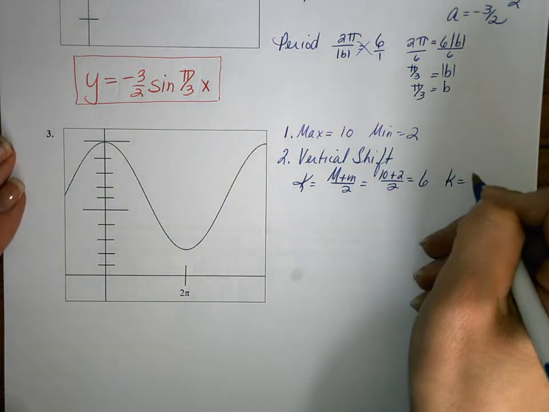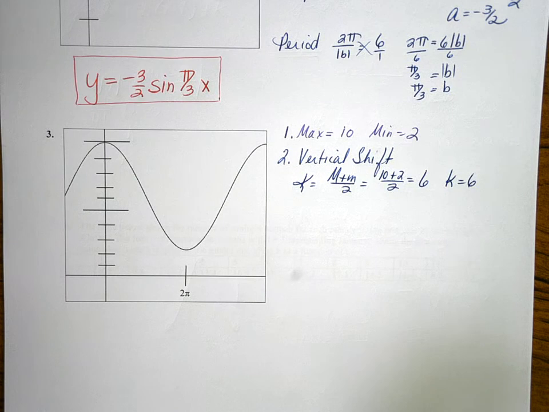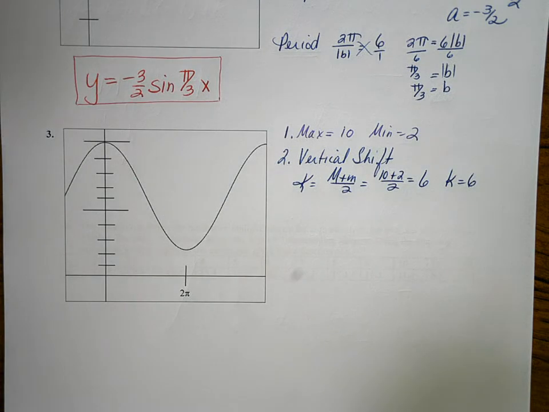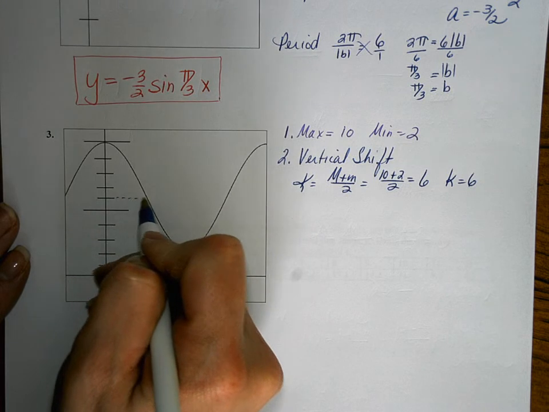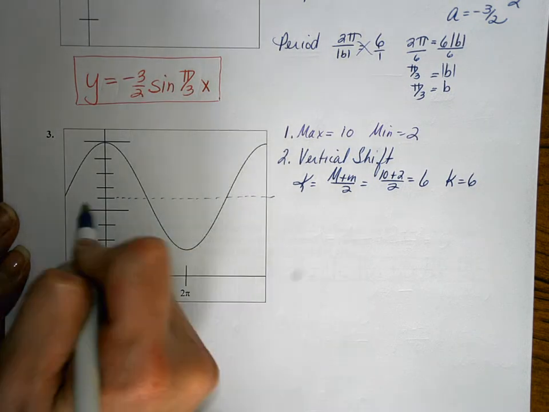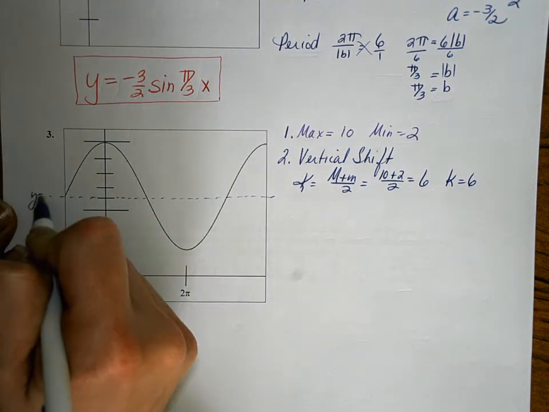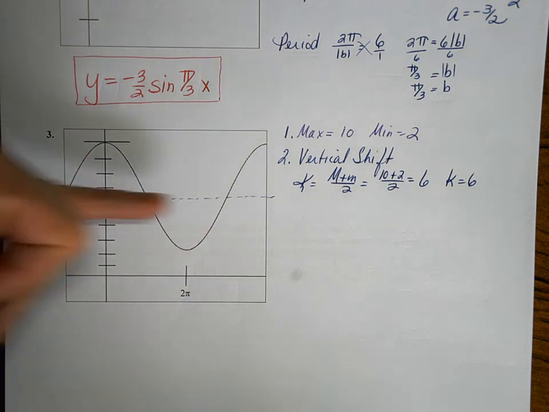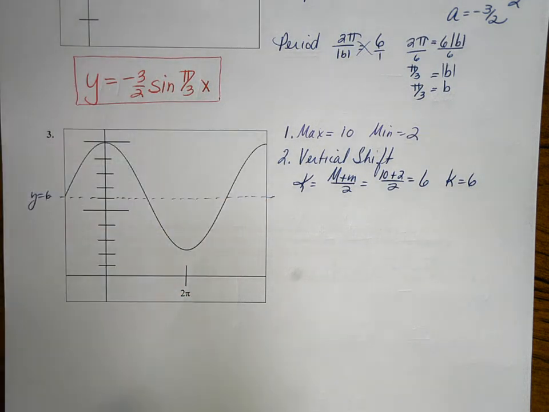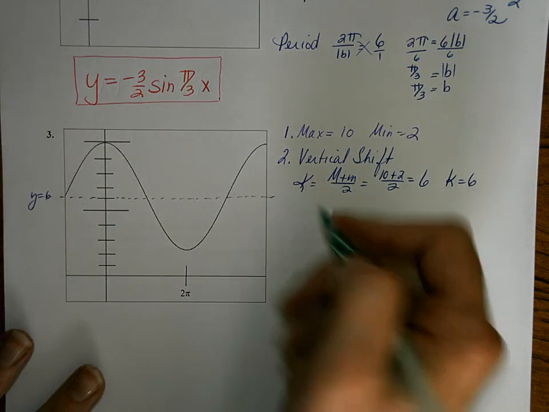This is shifted up 6, which means the middle of my graph should be at y equals 6. If I go up to y equals 6 and make that horizontal line, notice how that horizontal line at y equals 6 cuts that graph right in half. So that should make sense. My vertical shift is up 6, and now it cuts it in half at that horizontal line at 6. Okay, things are looking good. All right, now what?